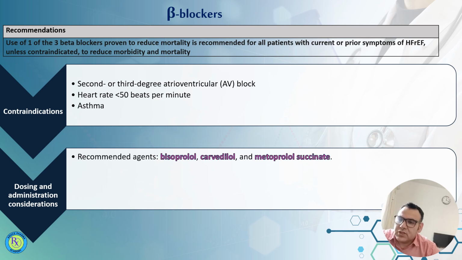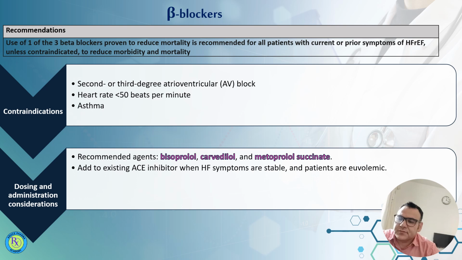Dosing and administration: we mentioned there are 3 main beta blockers, so not all beta blockers can be recommended in heart failure. There are 3 beta blockers with proven benefit from clinical trials, which are bisoprolol, carvedilol, and metoprolol succinate. So it is added to existing ACE inhibitor when heart failure is stable and the patient is euvolemic. So it should be added when the patient is stable, and euvolemic means that he doesn't have fluid overload.